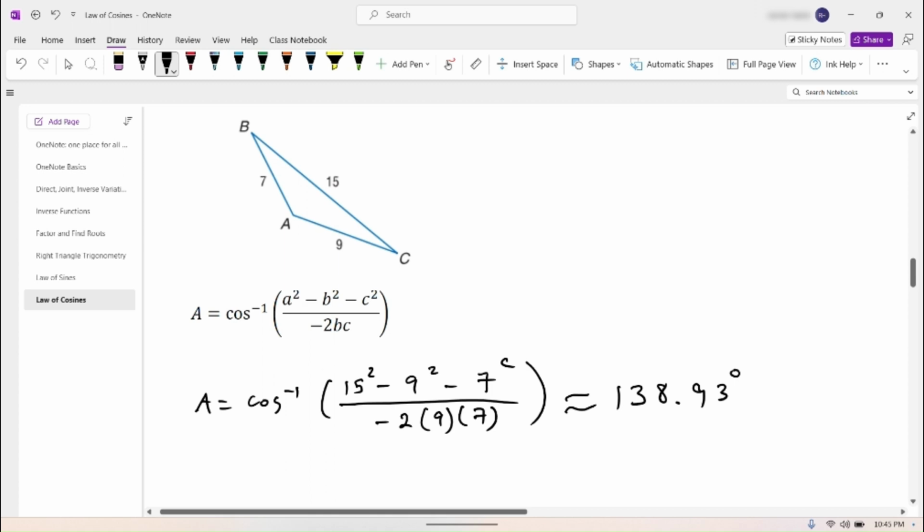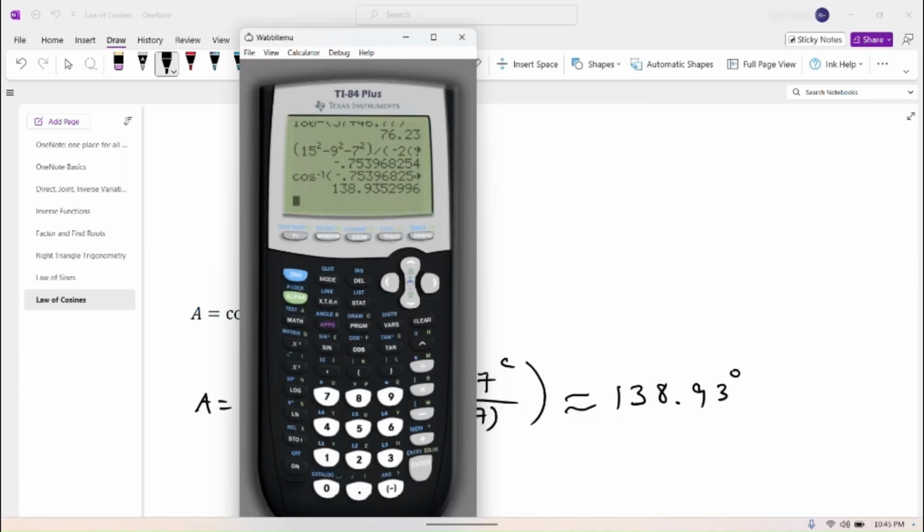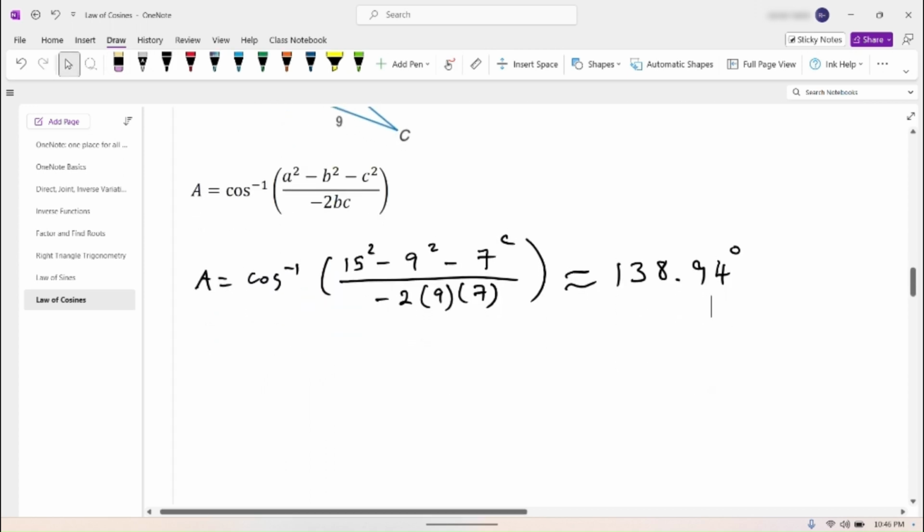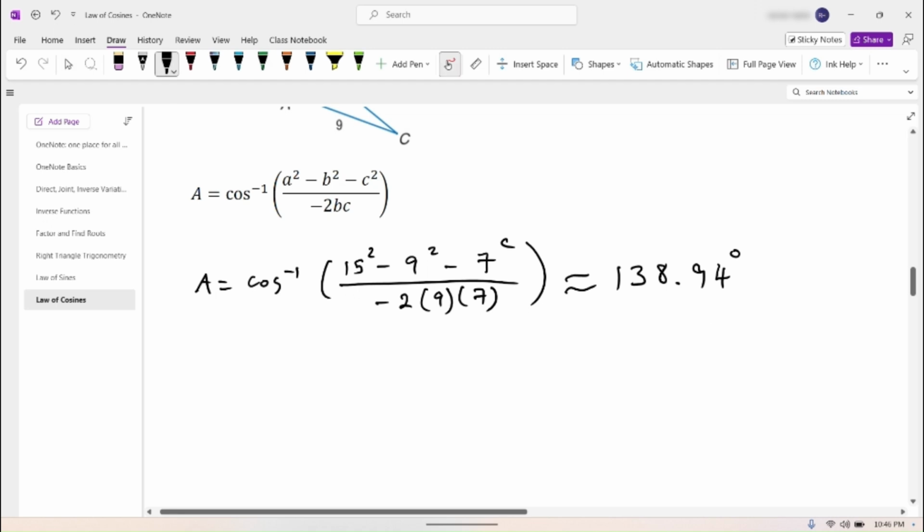138.93. Let me make sure that is the correct rounding. It's 9.4 because we round up. 9352 rounds up to 9.4. So 9.4, that's angle A. So from here we can use law of sines. So sine of A, I'm just going to plug in numbers right away. 138.94, and then we said side A is 15.